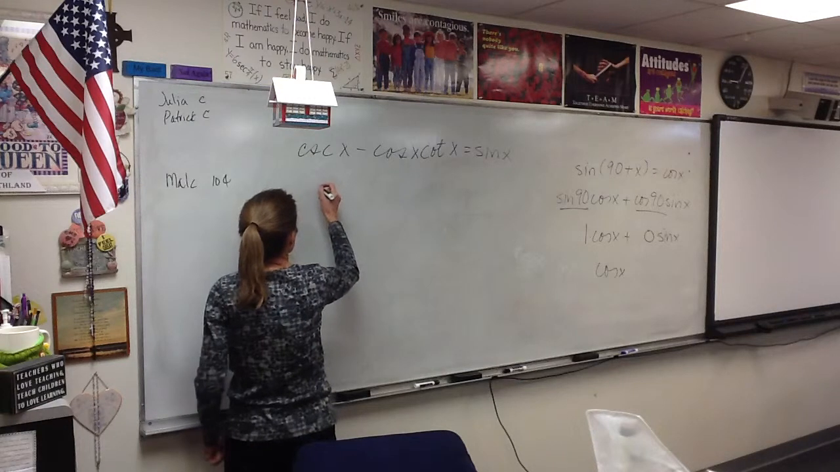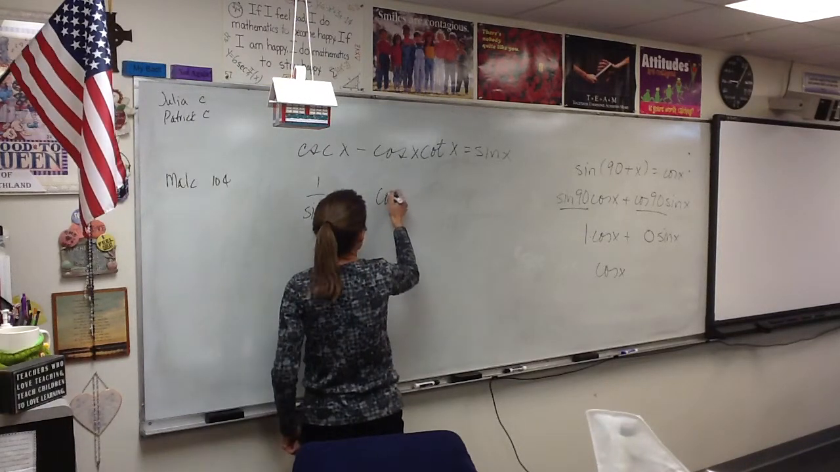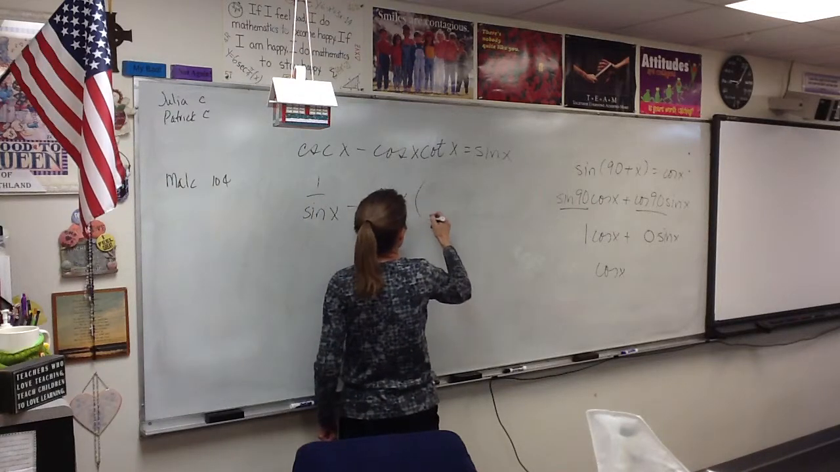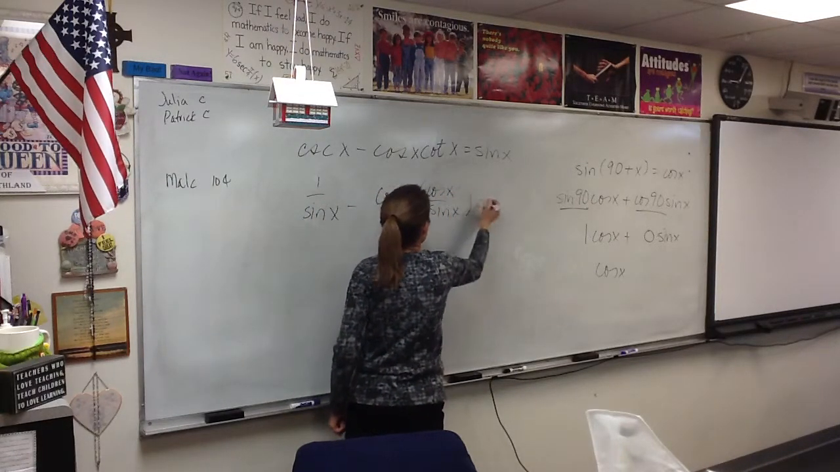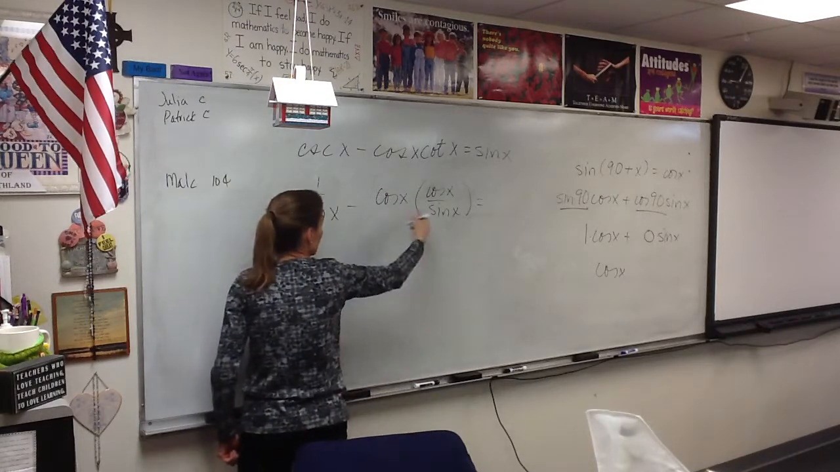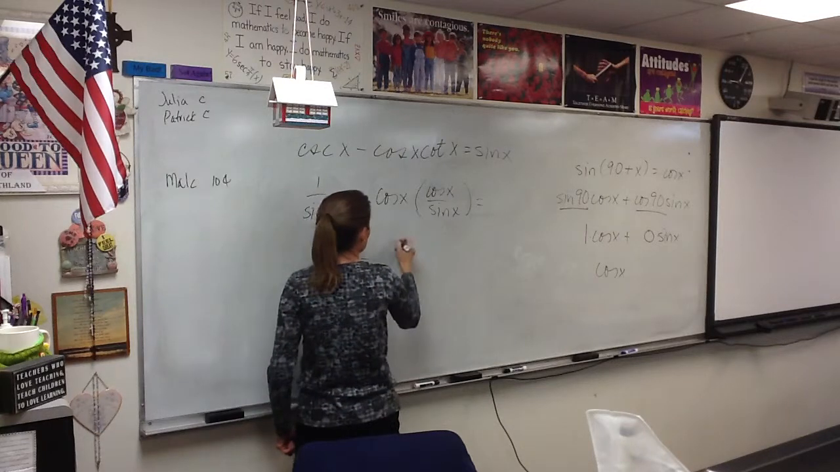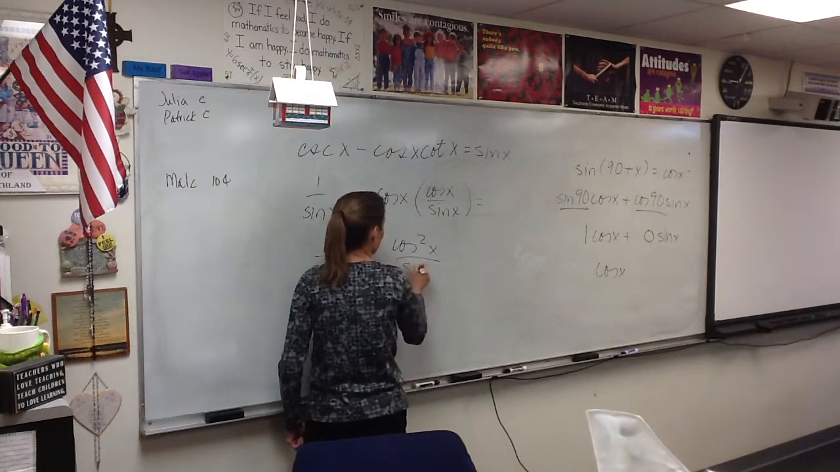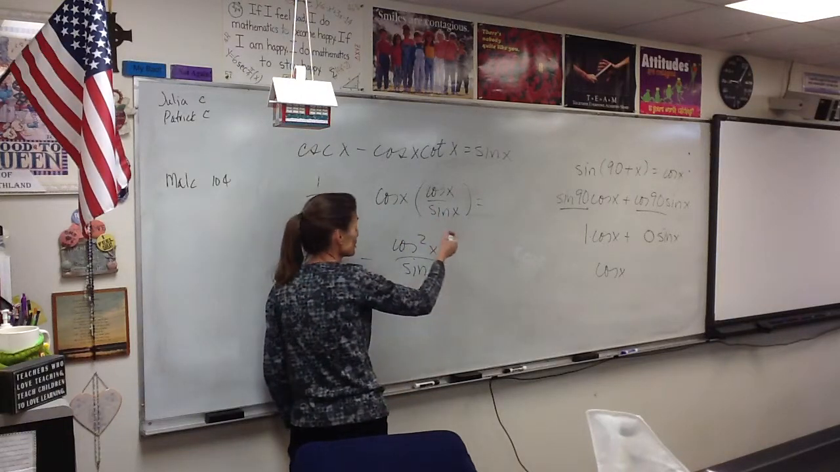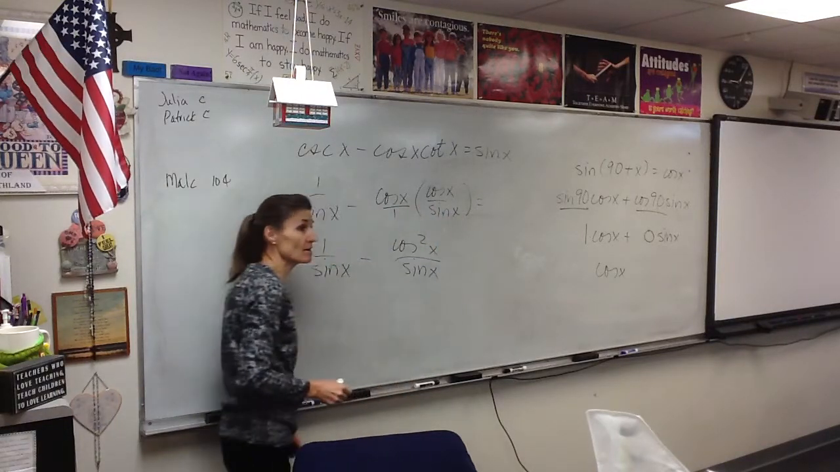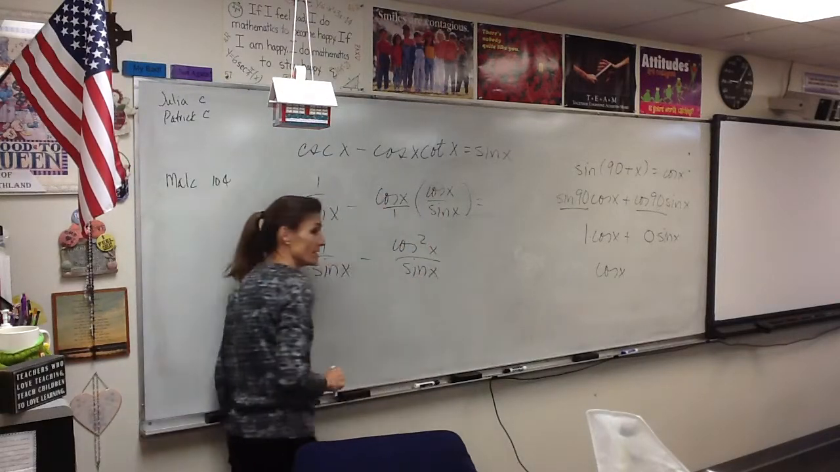What's cosecant? 1 over sine. Cosine is cosine. What's cotangent? This is cosine over sine x. Now, these two multiply together. That's a multiplication problem. So that would be cosine squared over sine, right? Some of you don't know how to do this multiplication because you're forgetting that's cosine over 1. So when you multiply, it's cosine squared over sine.